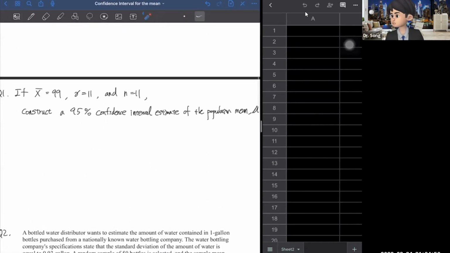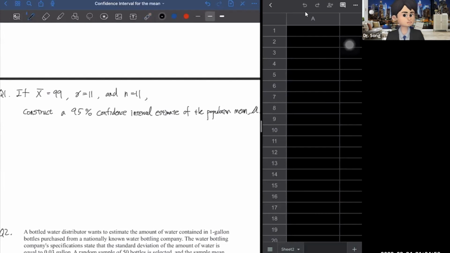The first question is the following. If the sample mean is 99 and we somehow know the population standard deviation, which is 11, and the sample size equals 11, and we assume that x follows a normal distribution, then can we construct a 95% confidence interval? Yes, by using the normal distribution. And the formula is the following. x bar plus minus margin of error: x bar minus margin of error, that's the lower bound, and x bar plus margin of error, that's the upper bound.